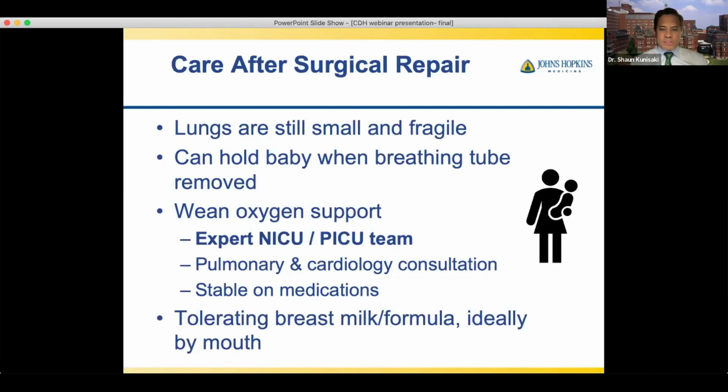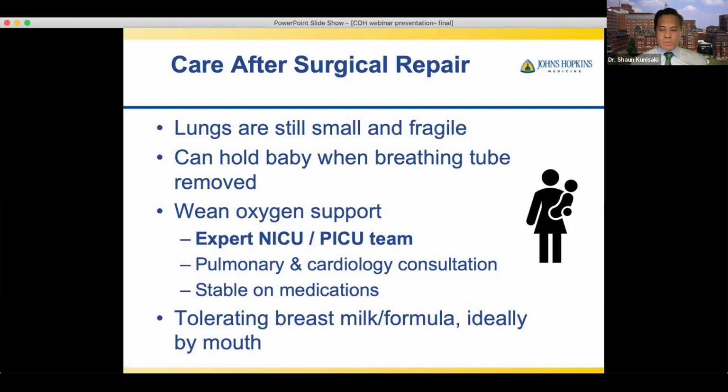It's also important to understand that even after surgical repair, the lungs are still small and fragile, but these lungs will grow and get stronger over the ensuing weeks to months, and with appropriate medical therapies under the guidance of our NICU team, in conjunction with input from our pulmonary and cardiology colleagues. Once the breathing tube is removed, it is safe for mom and dad to hold the baby.